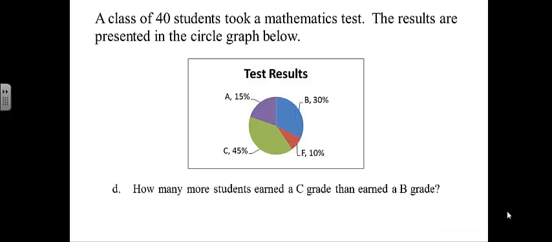Let's look at the question where a class of 40 students took a mathematics test. The results are given in the graph. How many more students earned a C than earned a B grade? So if we're going to determine this, we need to figure out individually how many students earned a C and earned a B. Using our graph, we see that 45% of the students got a C on the test. And we see that 30% got a B.